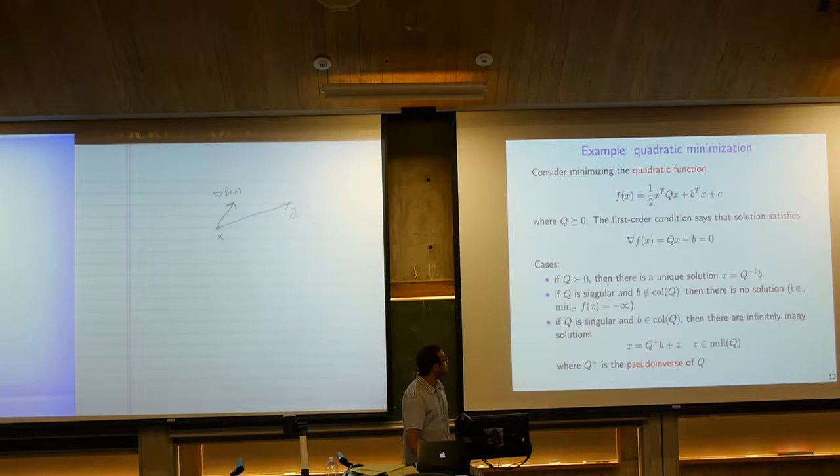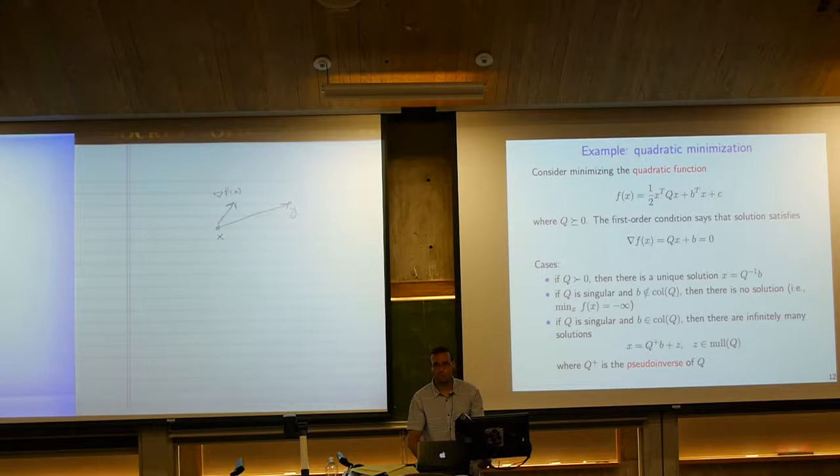If q is singular, which means that it's not invertible, and b is not in the column space of q, then I can never find an x for which qx is equal to minus b. This should say minus b, but I guess that in this case that doesn't really matter. So that means that there's no solution. So this is a case in which I'm trying to minimize a quadratic, and there is no minimum, right? It's minimized somewhere off at infinity.